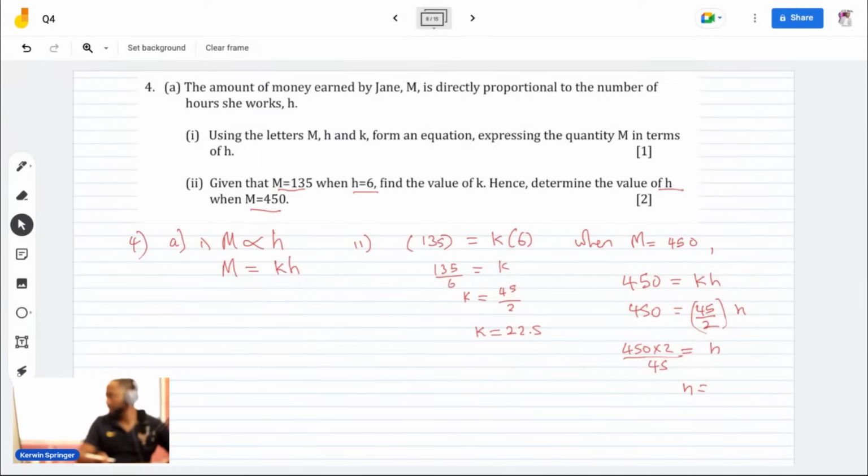Tell me what you're getting now. 20 units. Now, this unit is some unit of time. The number of hours, so hours. So, good to go. For the 135, this unit is cash. All right, and we're moving right along.